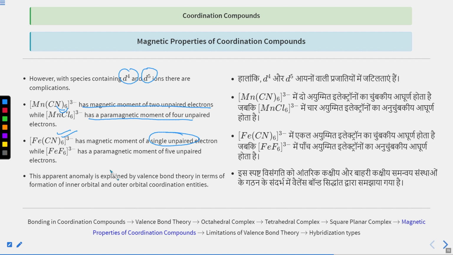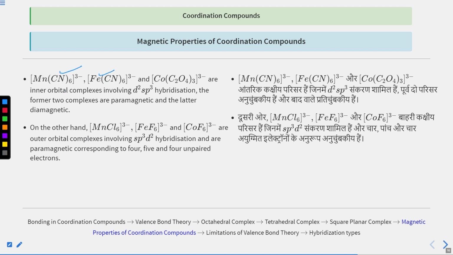If you are trying to solve the question from this data, just remember this data. We'll try to make a clearer picture when we move to crystal field theory, the CFT. Now this apparent anomaly is explained by valence bond theory in terms of inner orbital complex and outer orbital complex. They just say that this is inner orbital, this is outer orbital, this is again inner orbital, this is again outer orbital. They do not have any valid reason behind it in the case of valence bond theory.